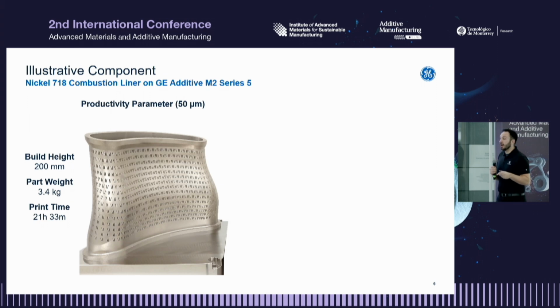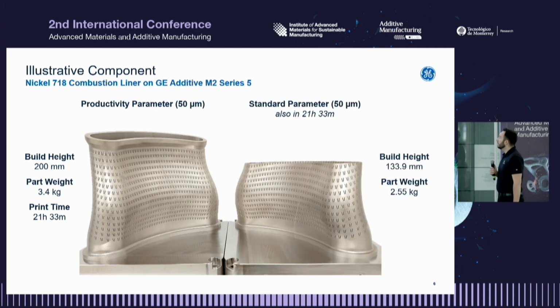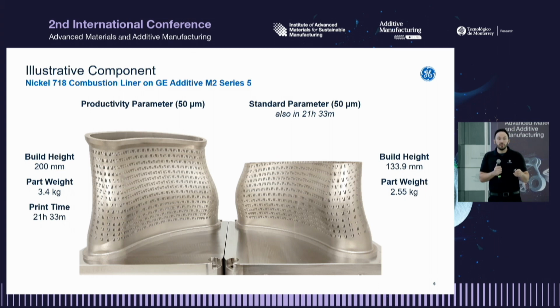At the same time, in a machine right next to it, we started a print with the old parameter set, but making exactly the same component. So in 21 hours and 33 minutes, we got 133.9, so we call it 134 millimeters, and only 2.5 kilograms of that part was manufactured.